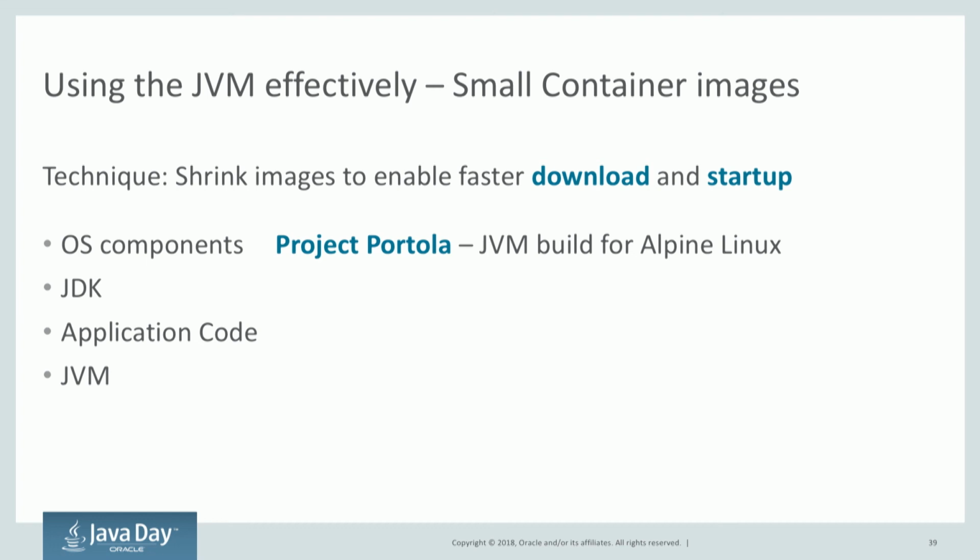The Alpine base image is tiny, so you can save hundreds of megabytes. The catch is that the libc that it uses is different. It uses a library called musl instead of glibc, and so there has to be a separate build of the JVM for it, and that's what's called Project Portola. Project Portola is available for JDK 11 in the early access builds, and if there's enough support for it, it will hopefully become a supported build going forwards.